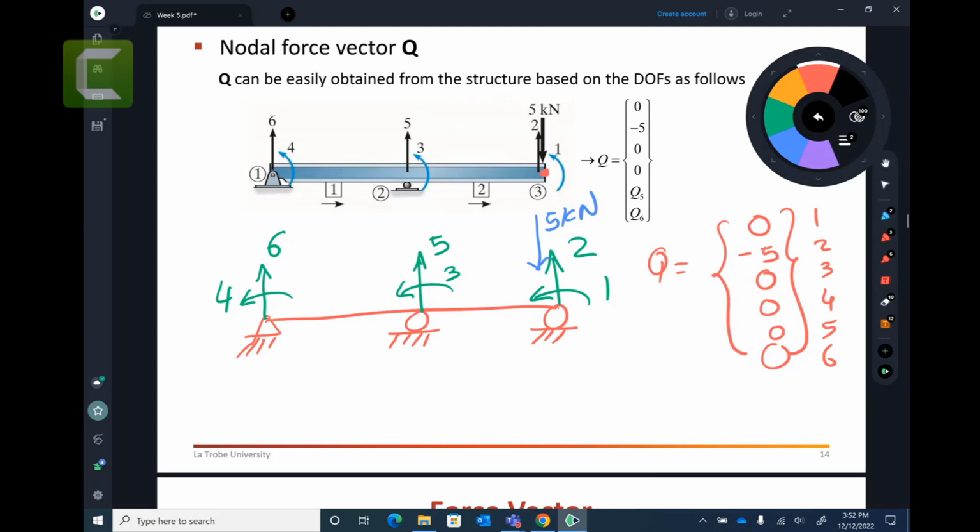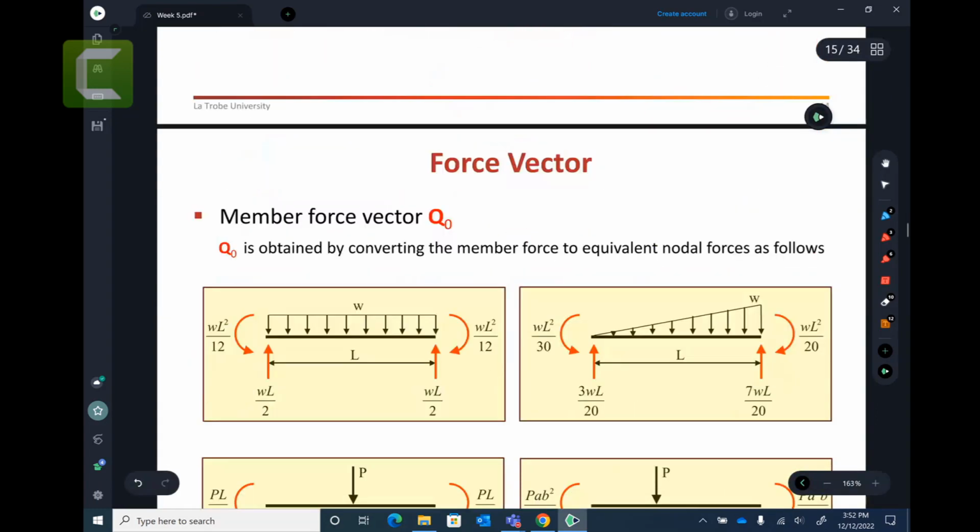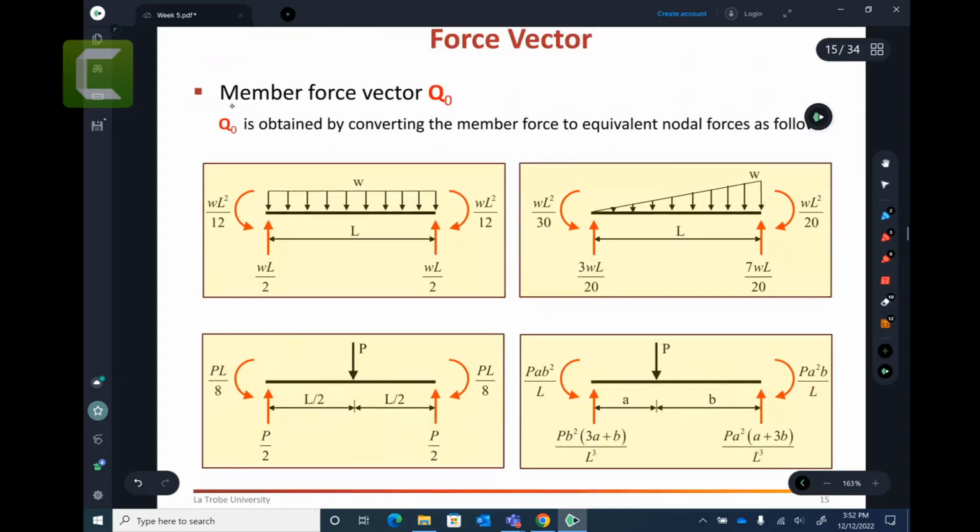So unmute yourself if you don't understand how to develop the nodal force vector Q. That is called nodal force vectors. Why is it called nodal? Because you are always representing forces at a node. So you don't need to worry about these other forces. It's always at the nodal. No problems, you can understand that. Now, there is a member force vector, which is the Q0. That is the nodal force vectors. And another one is called member force vectors, which is Q0.